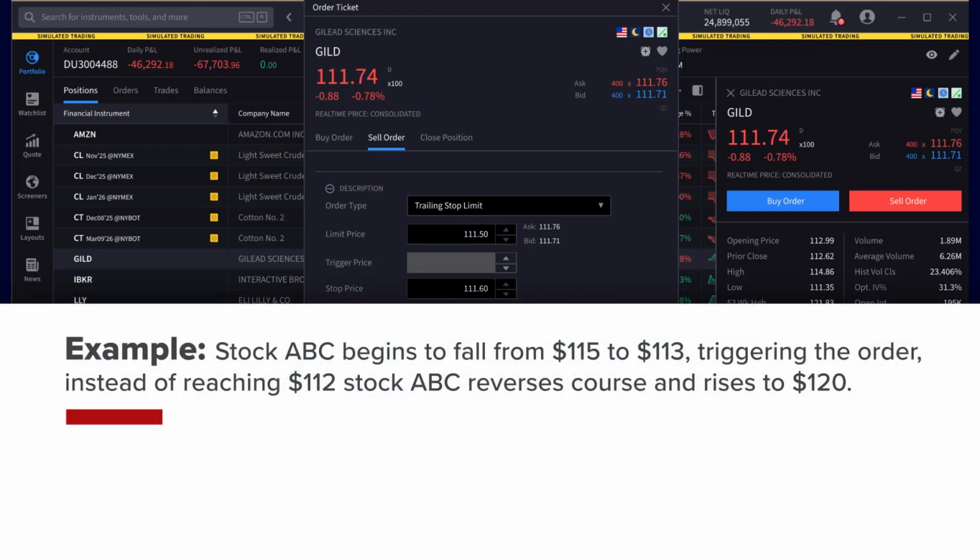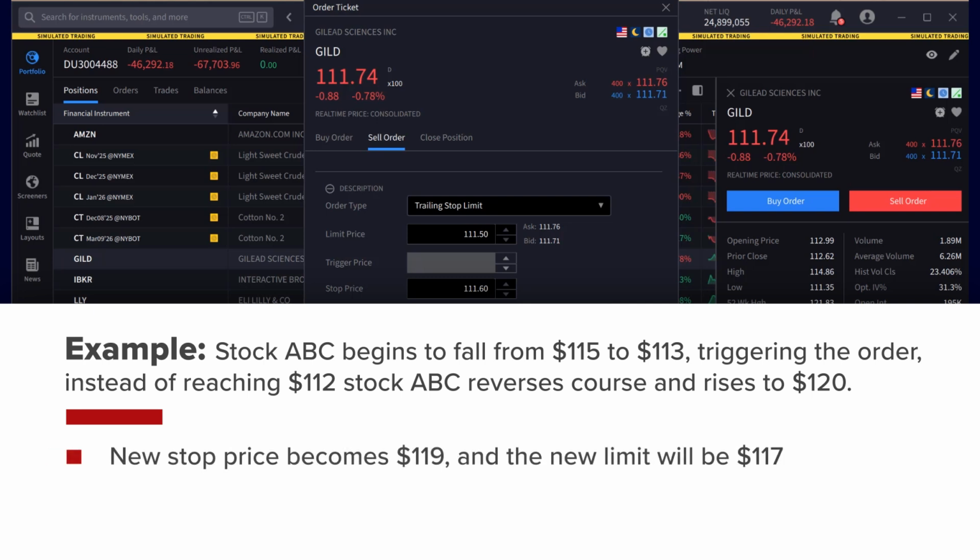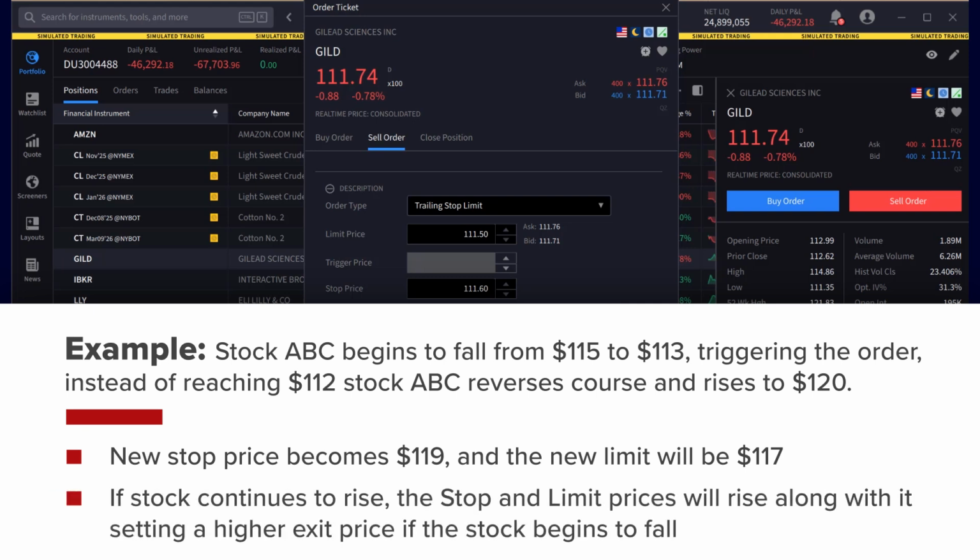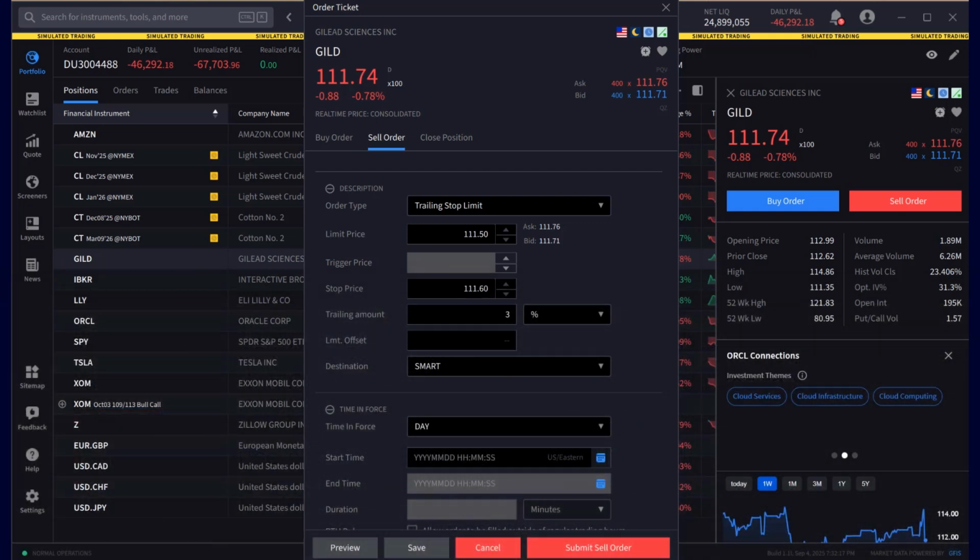This time stock ABC begins to fall from its $115 high to $113, triggering the order, but instead of reaching $112, stock ABC reverses course and rises to $120. The new stop price becomes $119 and the new limit will be $117. If the stock continues to rise, the stop and limit prices will rise along with it, setting a higher exit price if the stock begins to fall. Example 3.